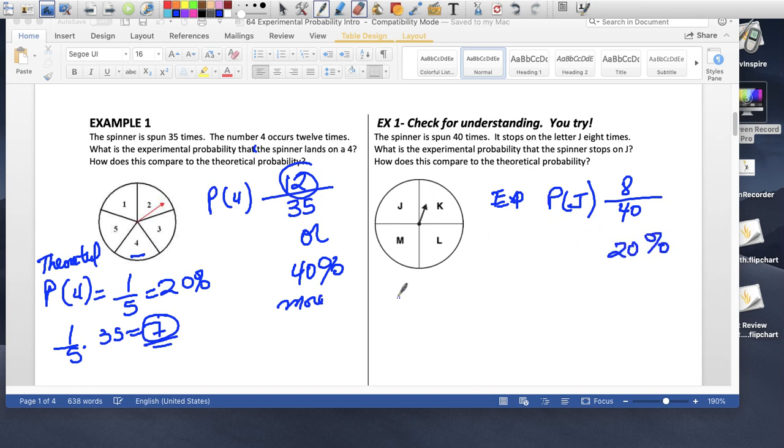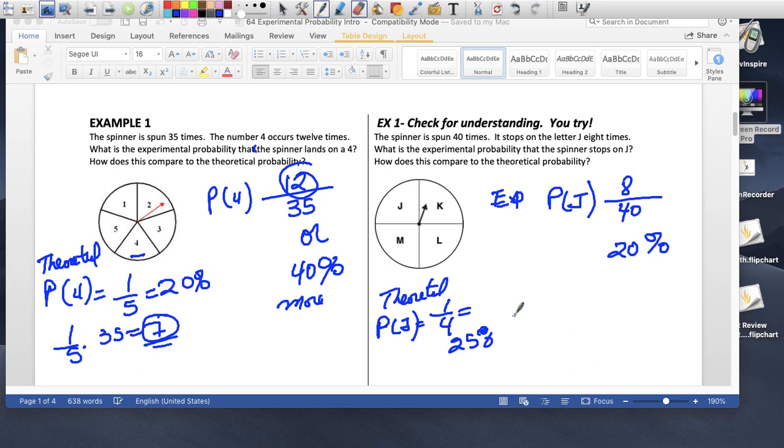But again, theoretically, the probability of landing on J is 1 out of 4. And if you divide that, the theoretical probability of landing on J is 1 over 4, or 25%. So again, you can already tell that it landed on J less than it was supposed to. It landed only 20%. It was supposed to land 25%.